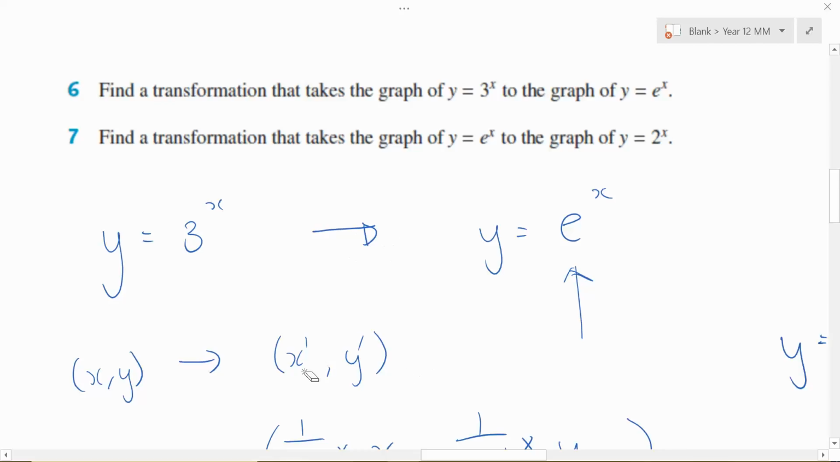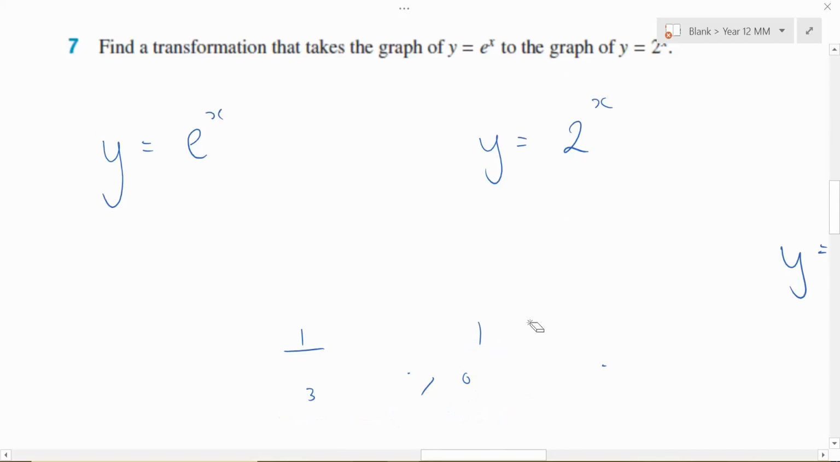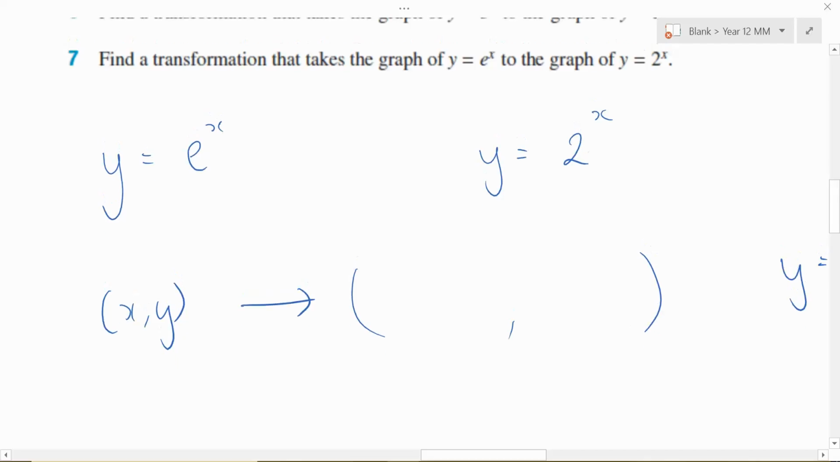So I'm going to change this now. We want e to the x. Want to change it to 2 to the x. So what would the transformation be? (x, y), I want to know what the transformation is. Okay?